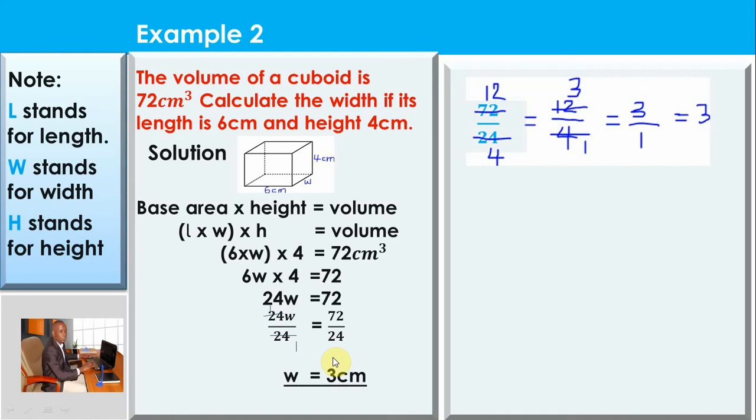If width is missing or length is missing, you can still use the method of finding the volume of a cuboid, and then you just substitute where necessary. Whatever is given, you replace it. For example, in this question, length was given as 6, we replaced. Height is given as 4, we replaced. W was not given, we maintained it. And that is how you can do this kind of question.